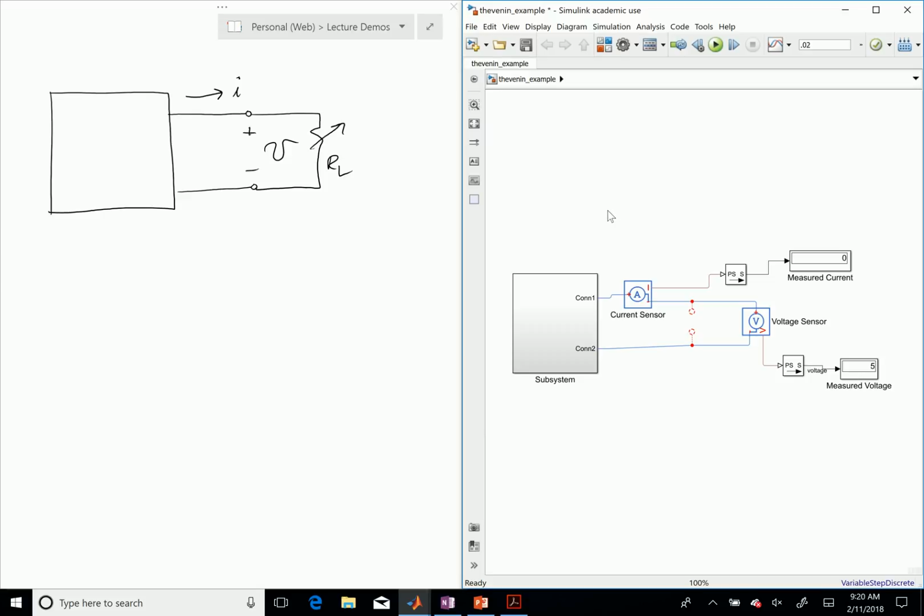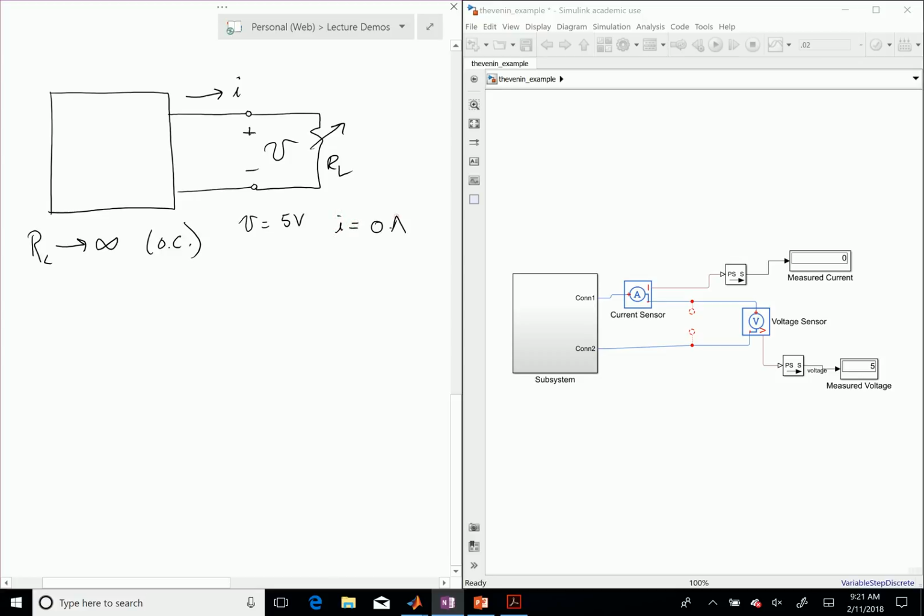Okay, so let me first do this. The simplest thing to do is to try RL at infinity, so essentially our open circuit condition. That's what I've got shown here. Let me run that simulation. A couple of things to note: out of my current sensor I have a current display and a voltage display. In this condition the voltage is equal to 5 volts and the current is equal to 0 amps. We would expect the current to be 0 amps. So at this point I know that the open circuit voltage is 5 volts.